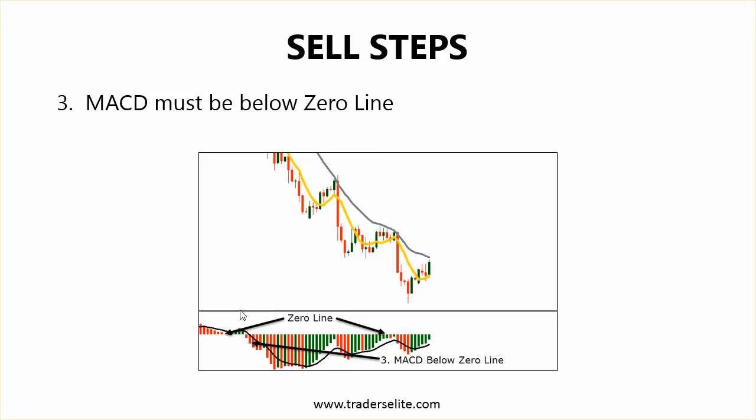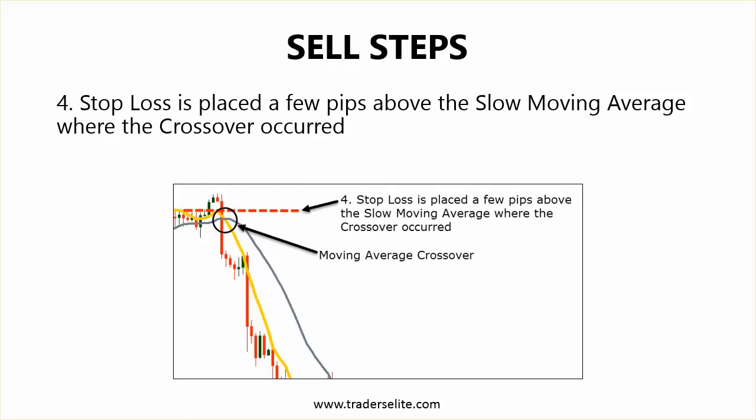Okay, MACD must be below the zero line. In this case, it was actually positioned here, and once again, it surpassed the signal line, giving us even more confidence in the trade. And number 4, stop loss is placed a few pips above the slow moving average where the crossover occurred. Okay, nice safe point. Of course, nothing is guaranteed in trading, but it gives you a nice safe stop to use regardless of the time frame.